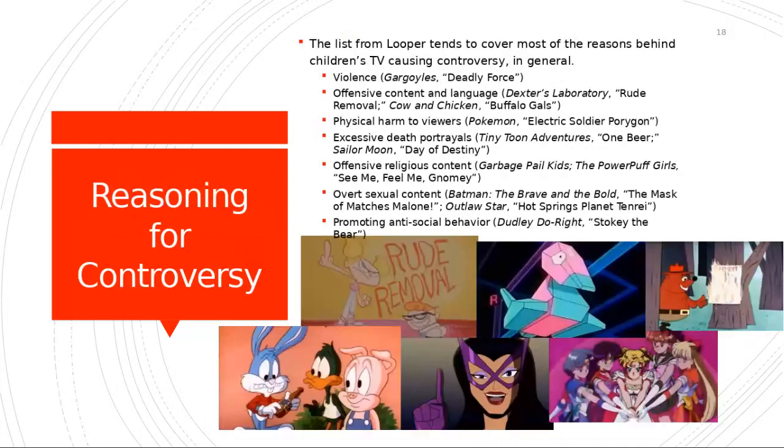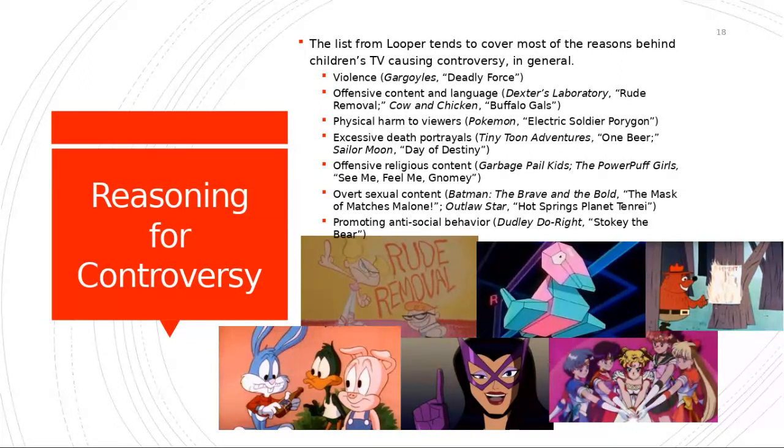So the first article in the packet comes from Looper. It is a list of 11 children's TV episodes that were so controversial they got banned. It's kind of a misnomer because one of them is an entire series that wound up being banned from broadcast in the United States. But the general idea of the list is a good one because it gives you an overview of a lot of the topics that will cause children's episodes to get banned.